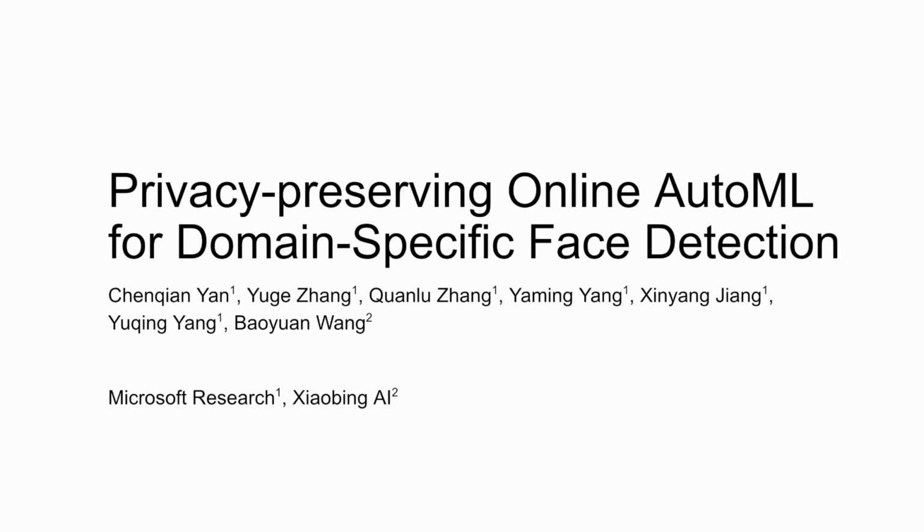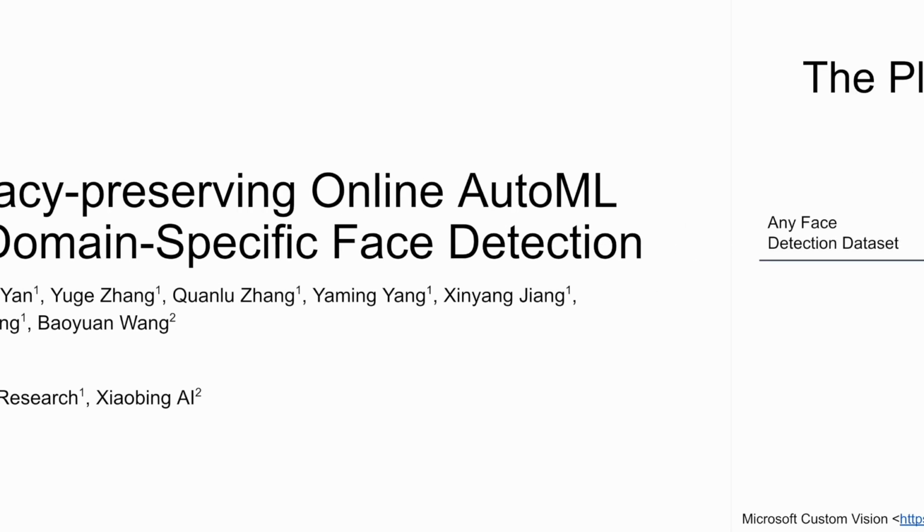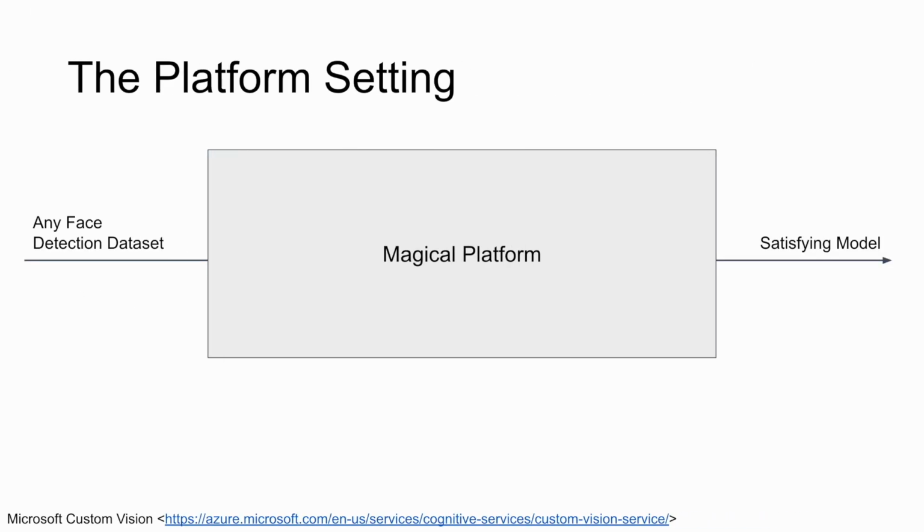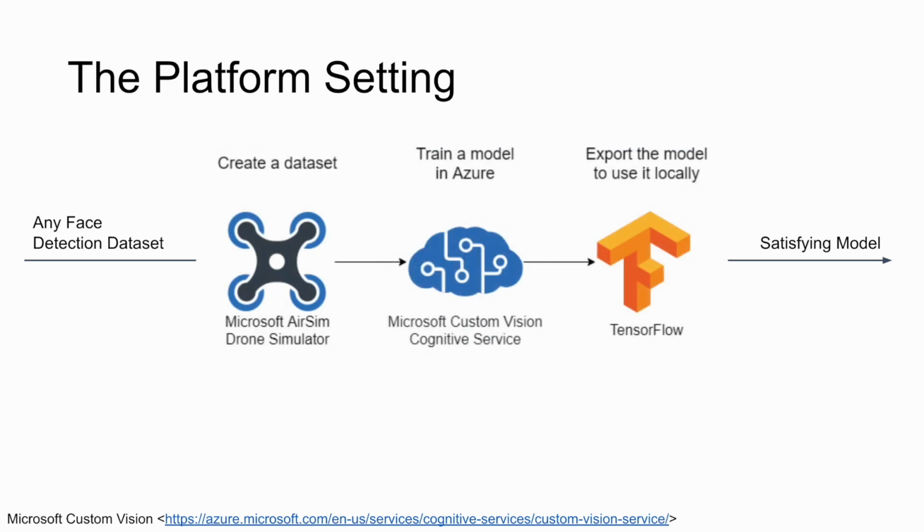Hi everyone. Here we present our work, Privacy Preserving Online AutoML for Domain-Specific Face Detection. Let's imagine a situation where we want to serve a platform to customers. What this platform does is that it produces good models automatically for any customer dataset given. One example of such a platform is what we show here, Microsoft Custom Vision. Building these platforms can be very challenging.